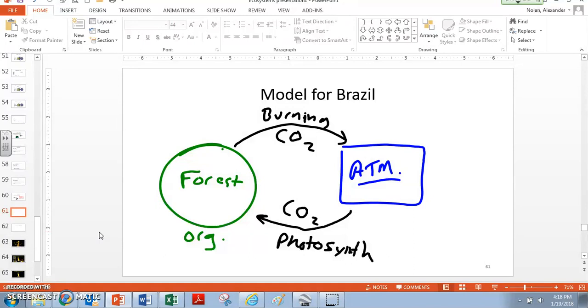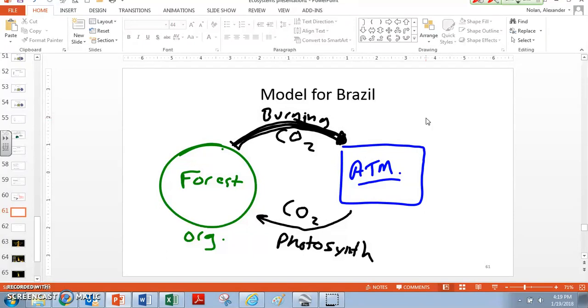Our forest is shrinking. So here I've got my two pools. I've got my forest and I've got my atmosphere. These are really the pools that we're looking at. Our forest is burning, right? We have a flux. Our flux of carbon dioxide is leaving the forest. We do have some photosynthesis going on. We've got photosynthesis that's fluxing into the forest. But at this rate, with all this deforestation, the burning is happening a lot faster than photosynthesis. So this arrow really is thicker, right? This is a faster rate. This arrow is thicker.